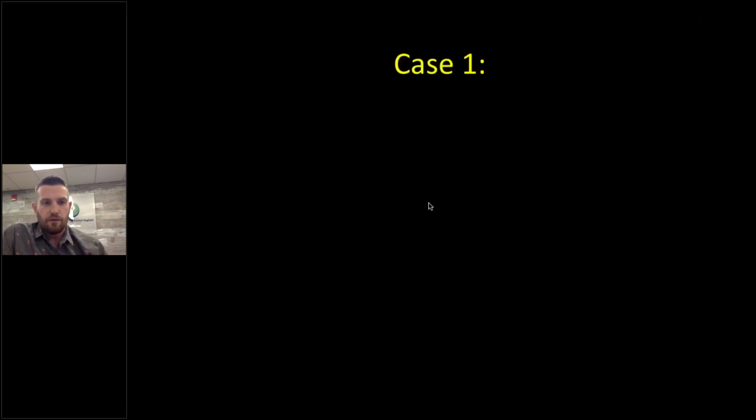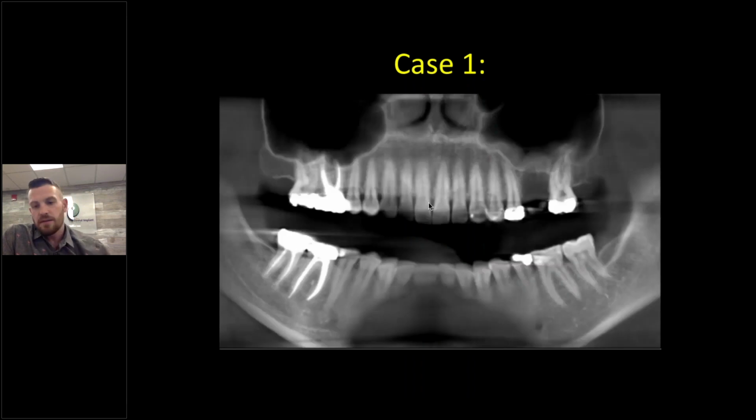And then the last one will be some bigger guided bone regeneration cases that I've done. So the first case, this patient had come to me from a previous practice that had taken the tooth out, and they had placed an Ossix bone plug, I believe is what she had told me, and that's what her records had said.